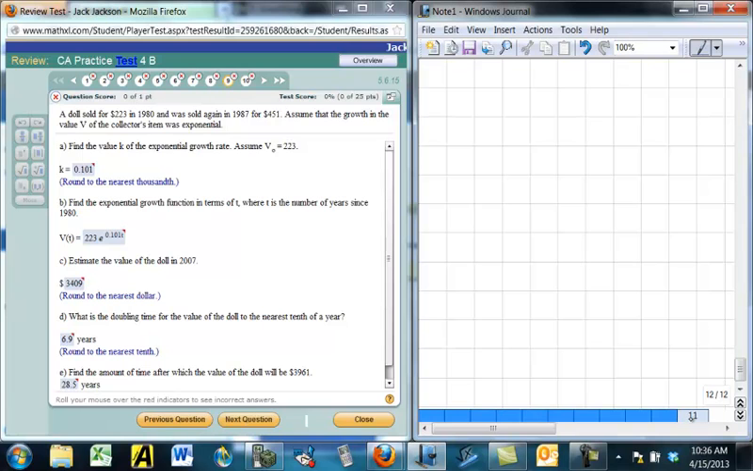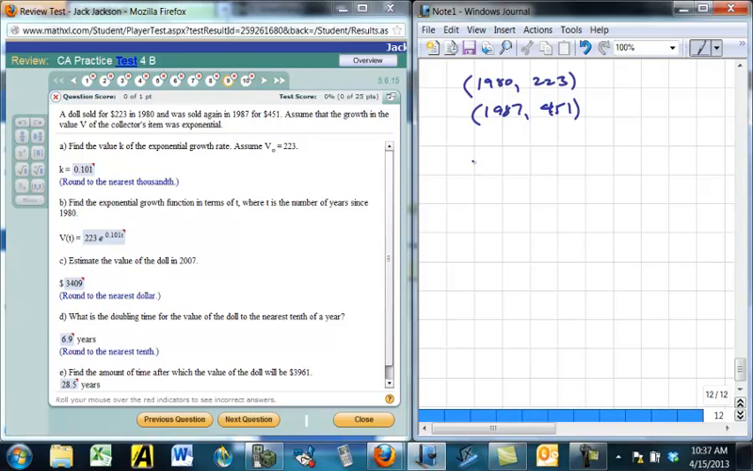Number 9, a doll sold for $223 in 1980 and was sold again in 1987 for $451. Assume that the growth in this collector's item was exponential. Okay, so this is a type problem where I'm given 2 points. I'm given 1980 and 223, and I'm given 1987 and 451.